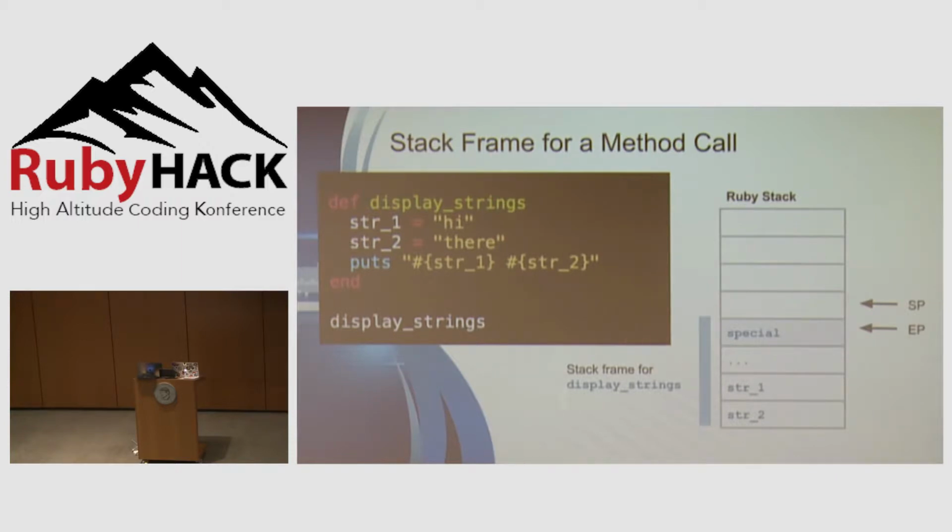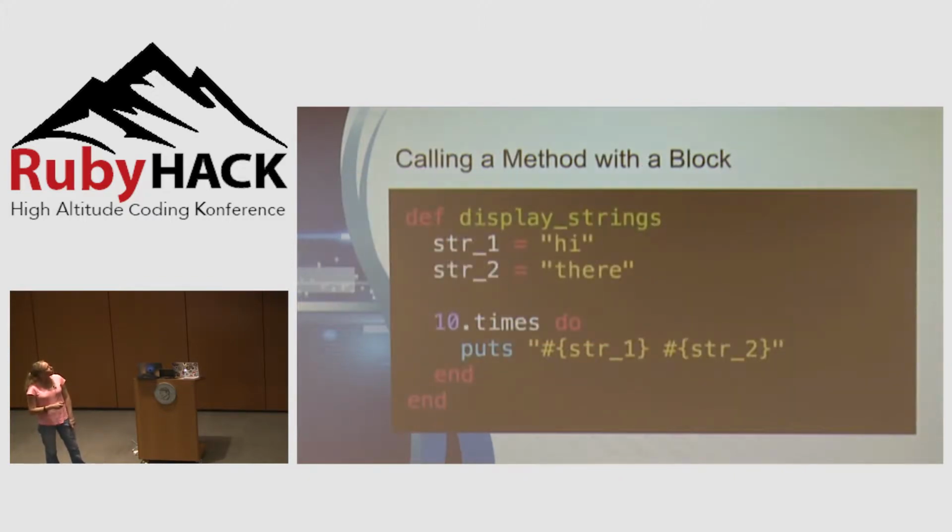Right, so this is everything that happens during a normal method call in Ruby. So let's take a look now at what happens on the stack when we call a method with a block. So the method call I'm going to be looking at is this one over here. You'll see I made a small modification to the display strings method in that I've got a call to times inside it, which takes a block, and that uses the two local variables inside it. So just to be clear, the method call on the stack I'm going to be looking at now is this call to times, which takes a block.